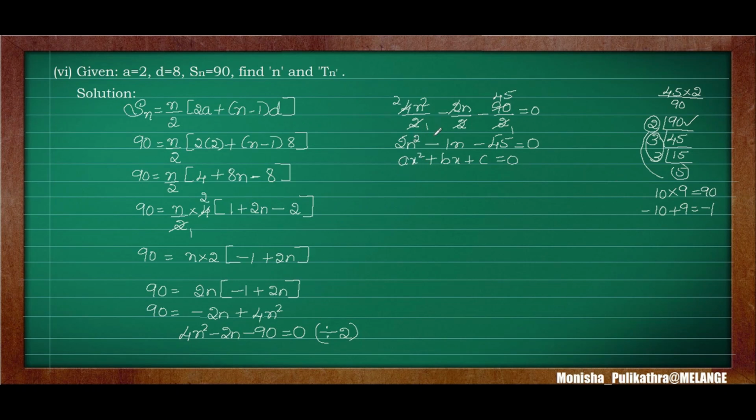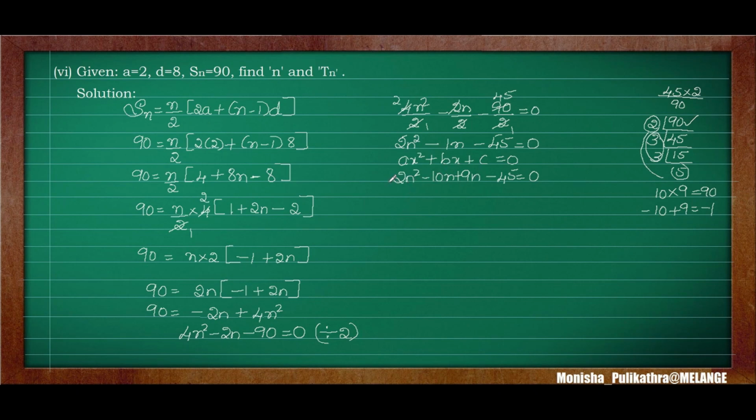By factorization, we retain the first and the last term as they are. So write 2n² and −45 as it is. Instead of this −1n, we need to write −10n + 9n. Why are we writing −10n? Here the middle term is minus 1, so the larger number should be in the minus sign.